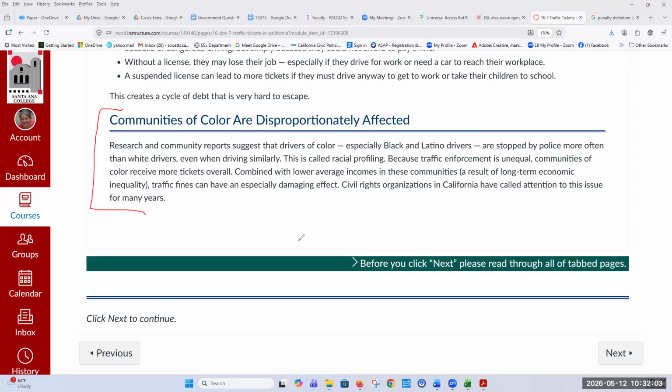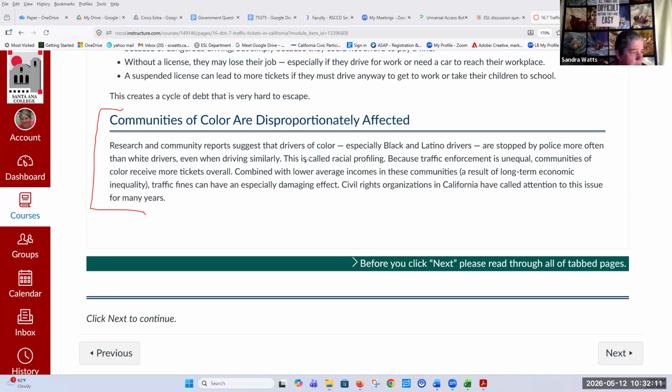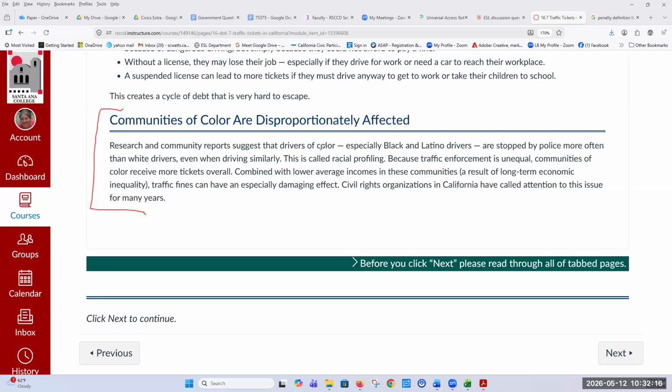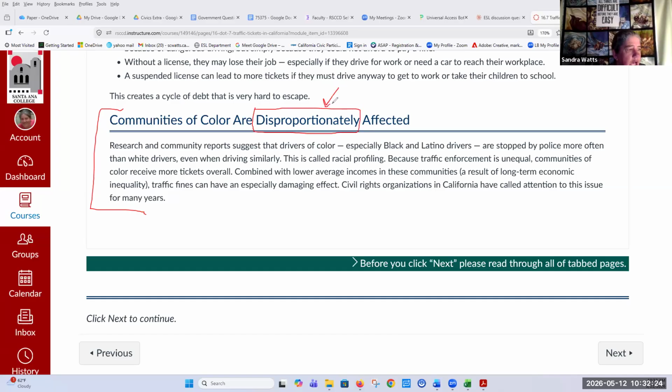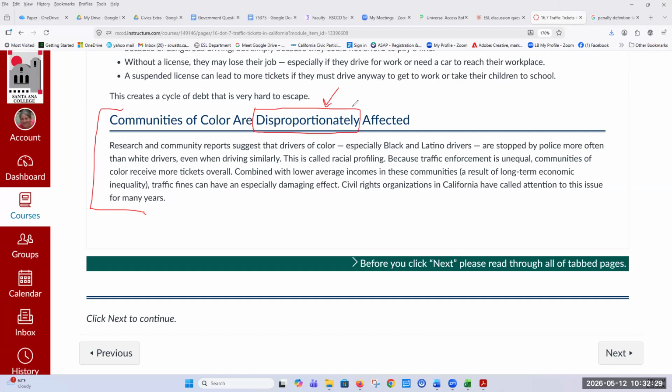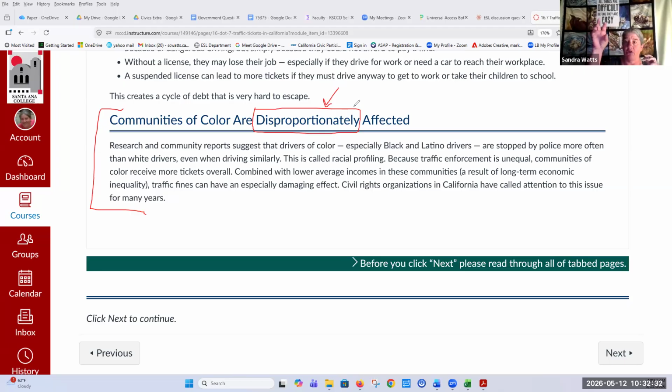All right, questions here. What does disproportionality and profiling mean? Say it again, Martita. Disproportionately means not in an equal way. Proportional. So disproportionately means, if you're Latino, you have an 80% chance of a ticket, and if you're white, you have a 20% chance. So it basically means not equal.